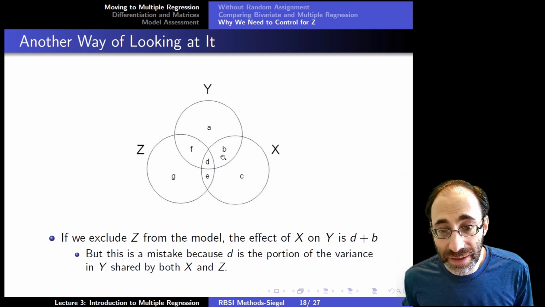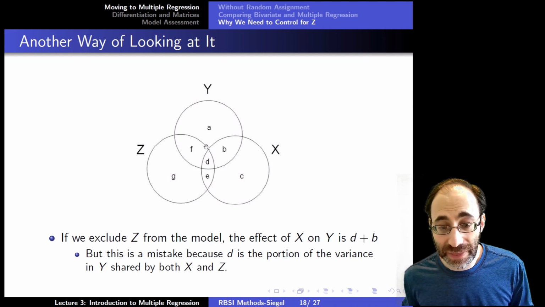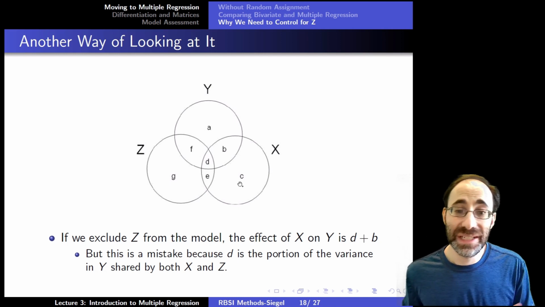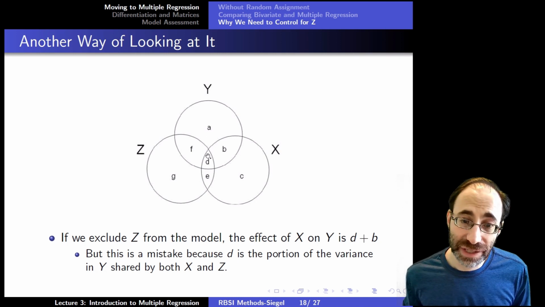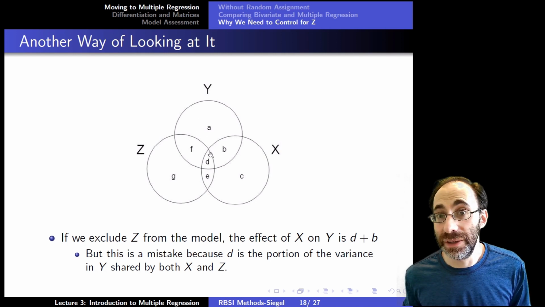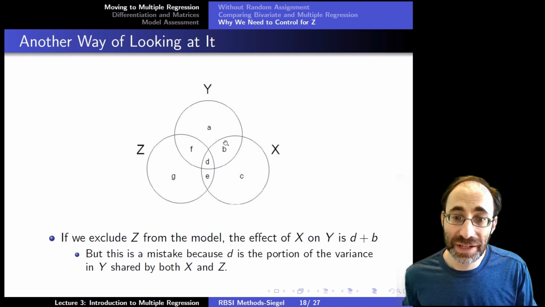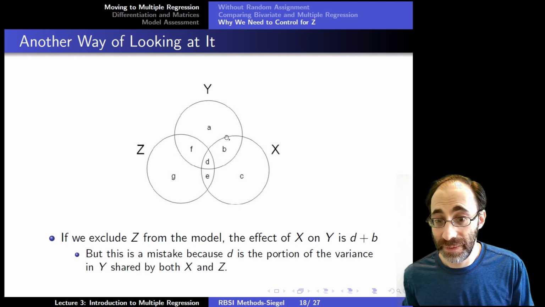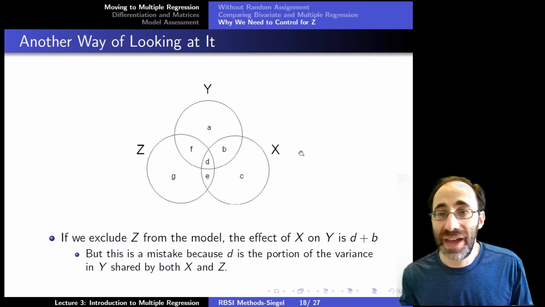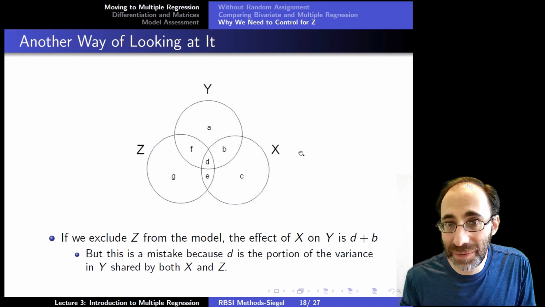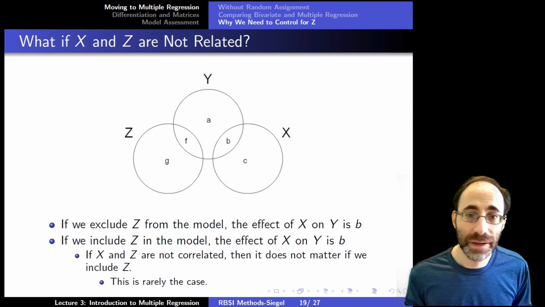Problem is that's a mistake, because d is the portion of the variance of y that's shared by both x and z. So when we look only at how x affects y, we're including all of this when only part of it should be included. Right? Only part of this d here is actually due to x by itself, the rest of it's due to z. But if we ignore z, we're including all of it in x's effect, and the effect of x ends up seeming different than it actually is, different from the way it should be.